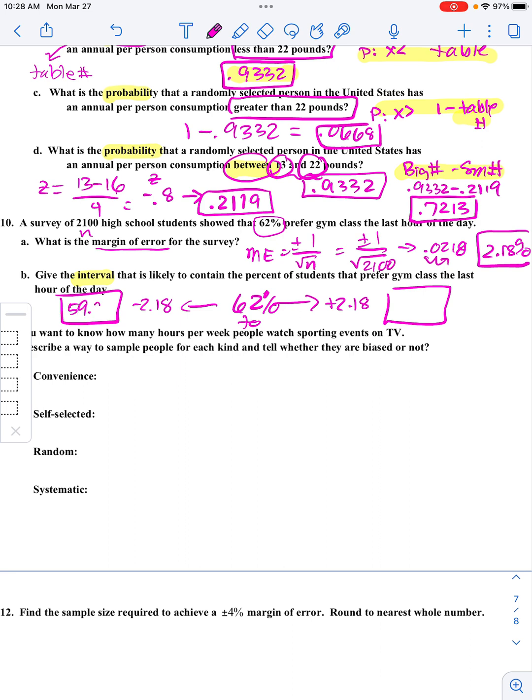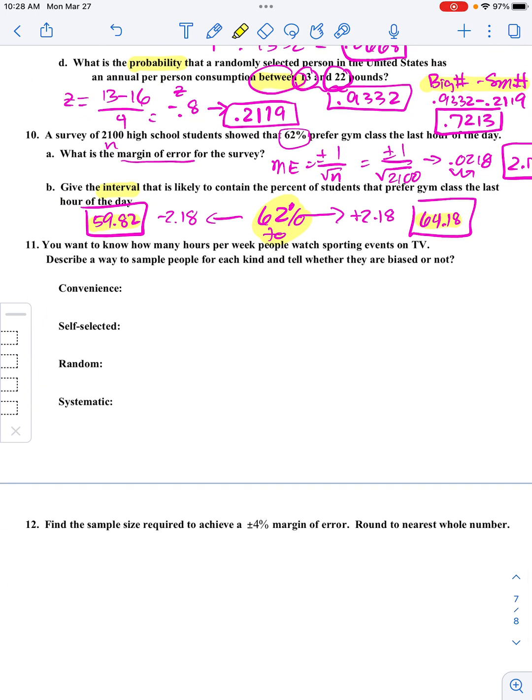The lowest it would be if you asked everyone would be 59.82 to 62% plus 2.18. So the upper end of my interval would be 64.18. So you would say the interval is from 59.82 to 64.18, meaning this is what I got when I surveyed some of the kids, but if I had asked everybody, my answer is going to come in somewhere between 59 and 64-ish, because that was my margin of error, my buffer zone around my results.